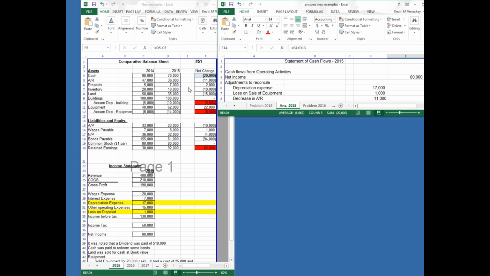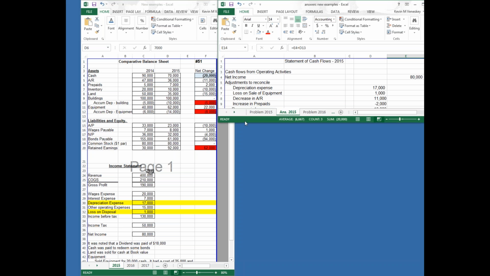All right, we're on to the prepaids. My prepaids went up for the year, which means I spent money to buy more prepaids. Nowhere in my income statement does it show a prepaid expense account that I spent more money. So I need to show that if my prepaids went up, increase in prepaids, I need to make a negative adjustment. It didn't show that I spent money, but I really did.